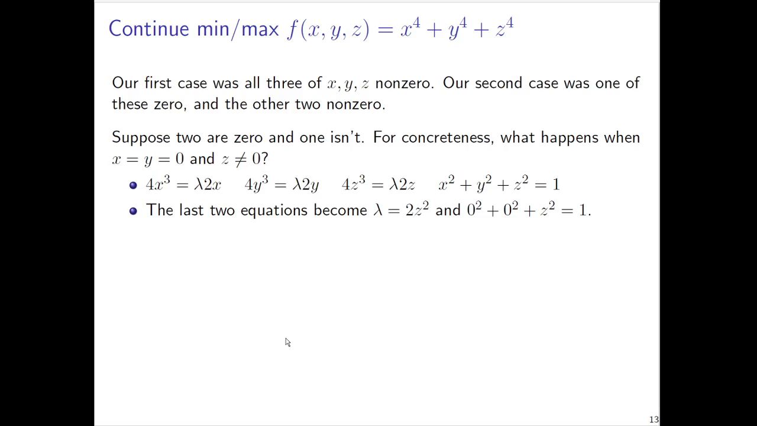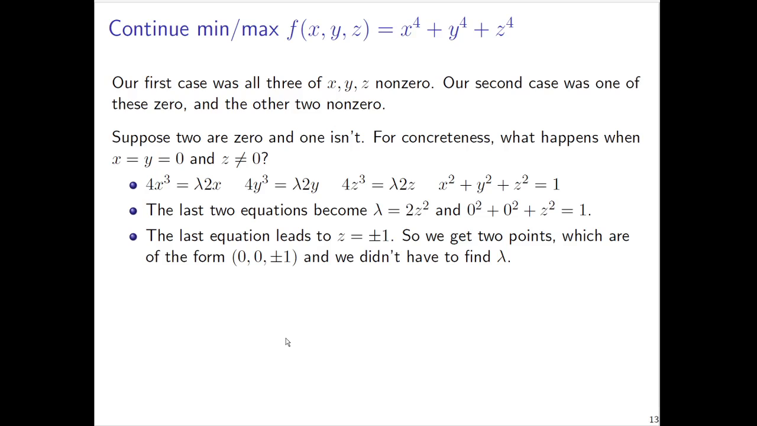we have, let's see, lambda is equal to 2z squared. So you can get this by dividing both sides by 2 and dividing both sides by z. Now remember, because z is non-zero, we can divide both sides by z. And then we end up with 0 squared plus z squared equals 1, because we plug in 0 for x and y. All right, so let's take a look at those 2 equations. The last one, of course, just z squared equals 1 means that z equals plus or minus 1.